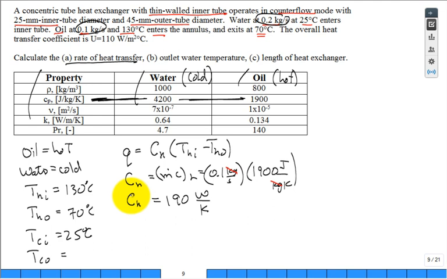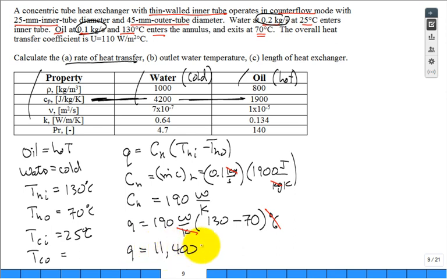Yeah, thumbs up. So now we can just put in Q is equal to 190 watts per Kelvin times 130 minus 70. Oh no, these are degrees C. Come on, we've done this before. True? Yeah, temperature difference. And so we calculate the Q, and I forget what it is. 11,400 watts, box it.